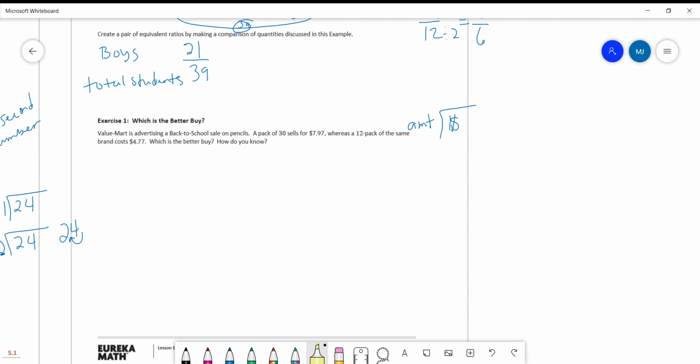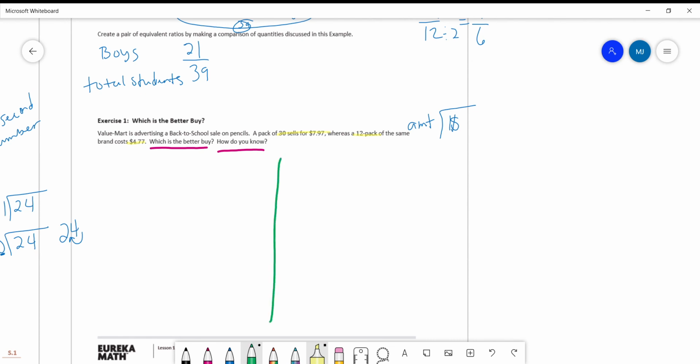what our information is. So Value Mart's going to advertise a back to school sale on pencils. There's a pack of 30 for $7.97, and there's a 12 pack of pencils for $4.77. And then we want to identify our questions. So which is the better buy, and how do you know? So notice that we have two different questions here.